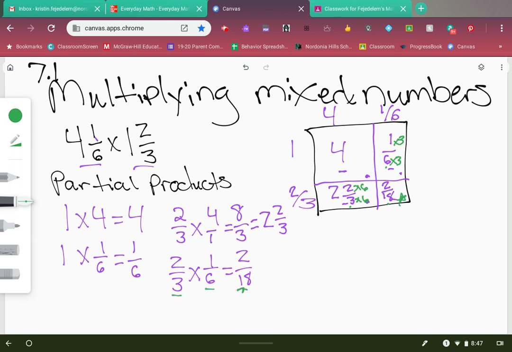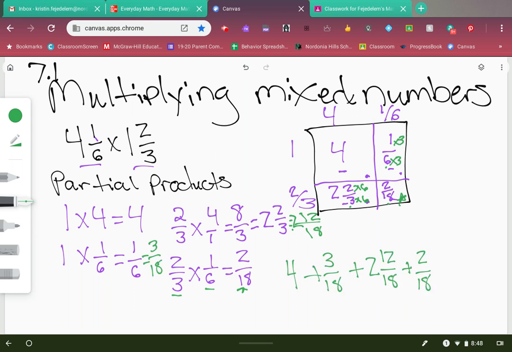So let's rewrite 2 and 2/3 with a common denominator. So 2, and then 18, and 2 times 6 is 12. And then let's write 1/6 with a common denominator. So 3/18. Now I can add them together. So I have 4. I have 3/18. I have 2 and 12/18. And then I have 2/18.